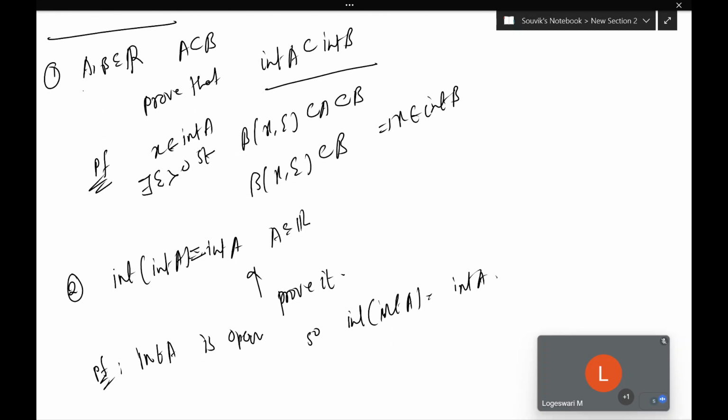Suppose A and B are subsets of R, and assume that A is a subset of B. We need to prove that interior A is a subset of interior B. So Logashri, can you tell me how to show interior A subset of interior B? Can you give me some idea?